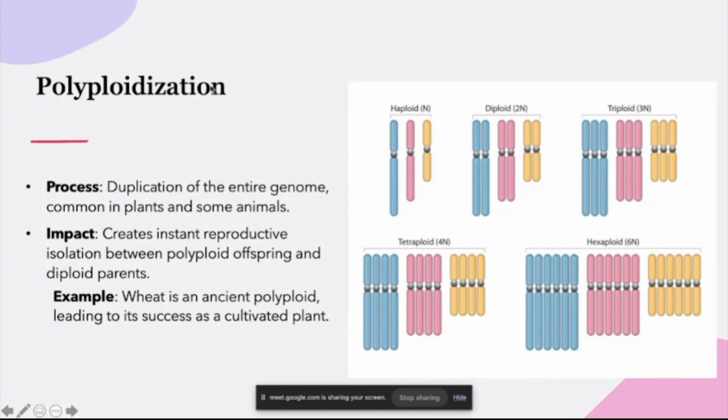Okay, and as we mentioned, in animals, polyploidization isn't something that happens often, but as we know, it is something that started in the beginning of evolution and allowed us to form more complex vertebrates.